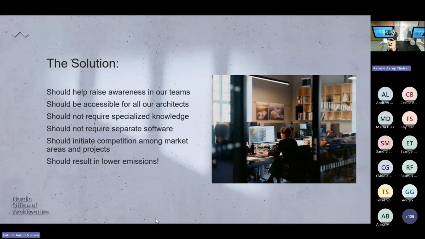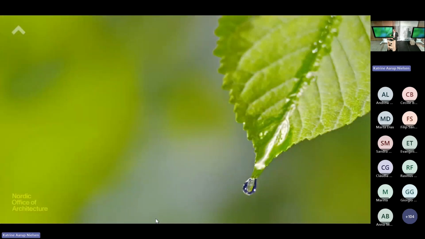So we were looking for a solution that mainly should help raise awareness among the offices and the teams. It should be accessible to all our architects, should not require special knowledge or software, and should initiate competition among market sectors and projects. And obviously, we're doing this to lower emissions in our projects.